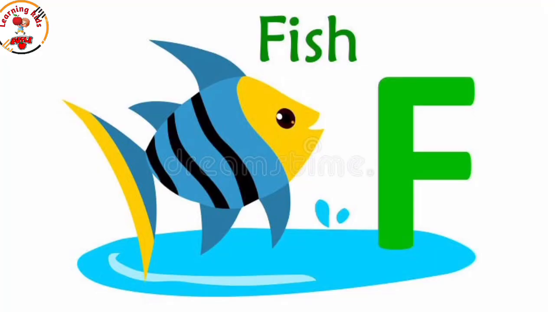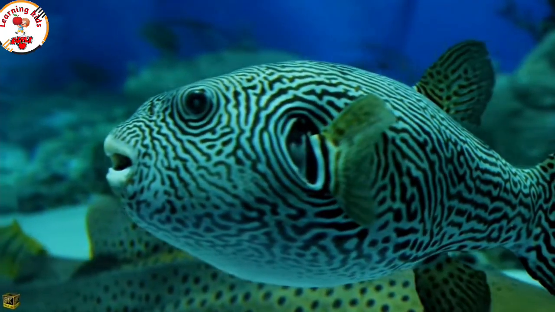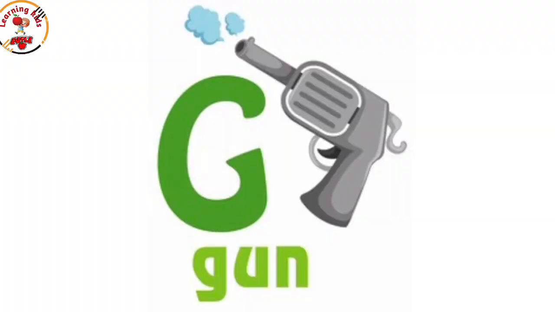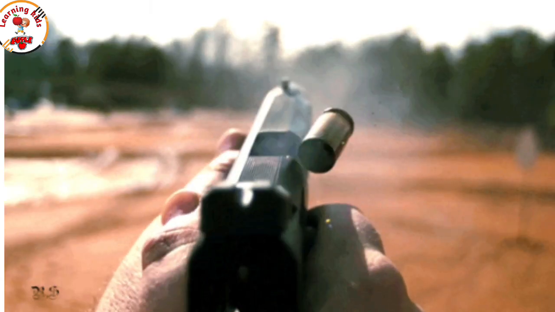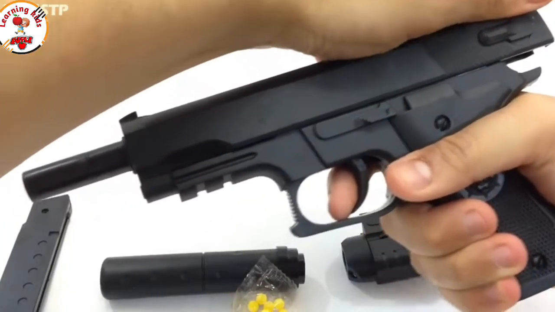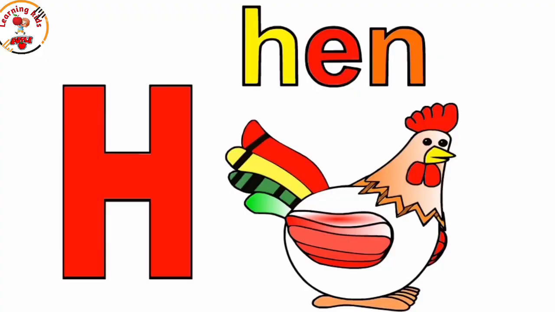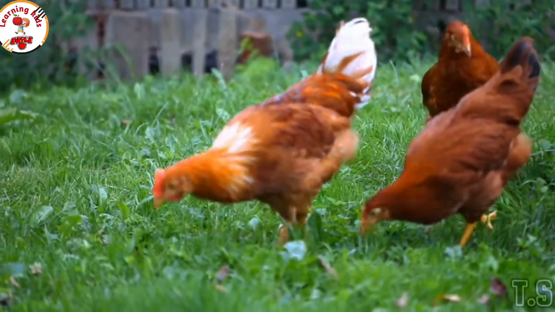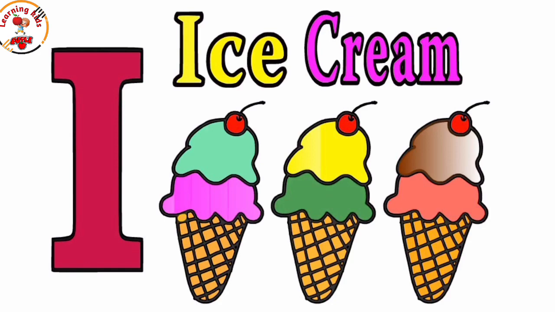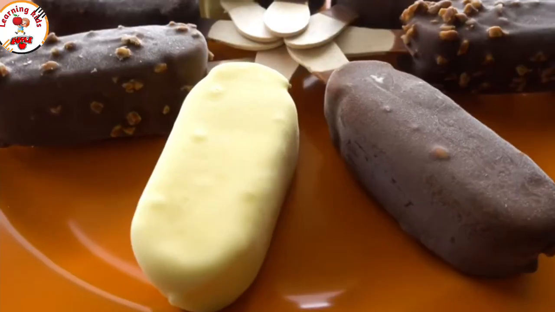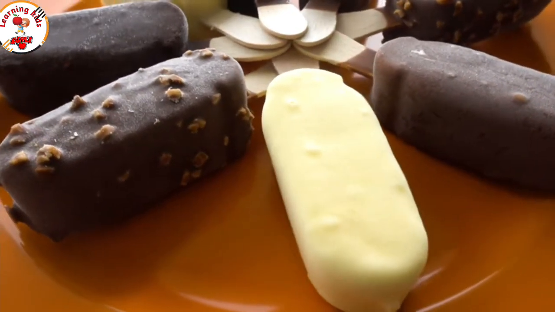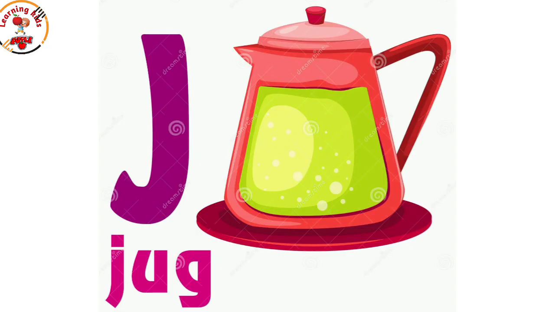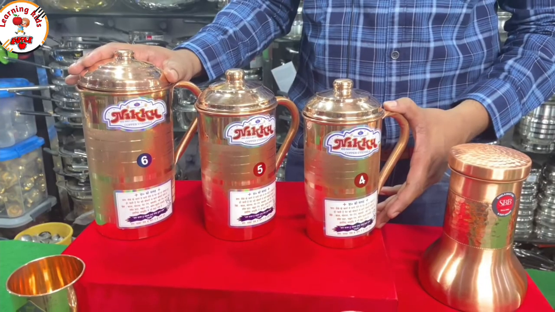F for fish. G for gun. H for hen. I for ice cream. J for jug.